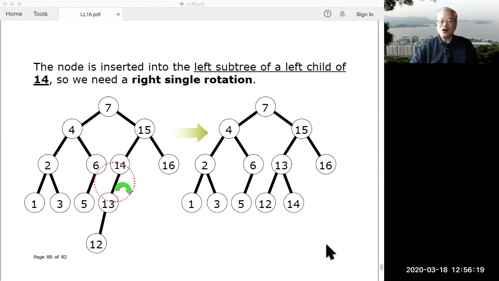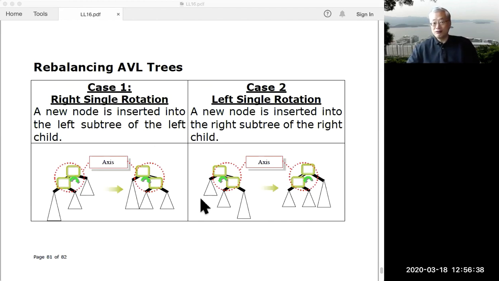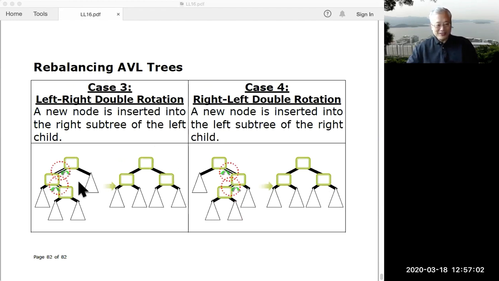I hope after all these steps, you now know how to do rotations and you can memorize when to do what, right? So that is probably the end of it. In the next two pages, let me give you the summary. Today we have considered four cases. If we have inserted a new node to the left subtree, then we do a right rotation. Right subtree, we do a left rotation. If we insert it into the left-right subtree, then left-right double rotation. Right-left subtree, then right-left double rotation. So the key point is that the root is always the node with problem, okay?